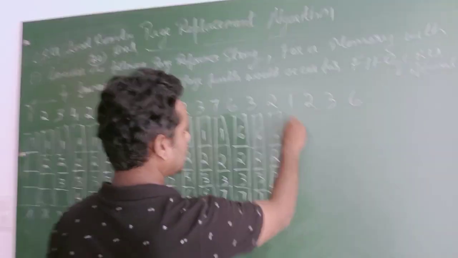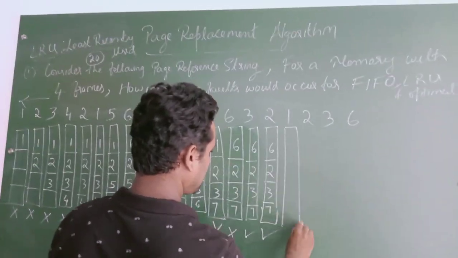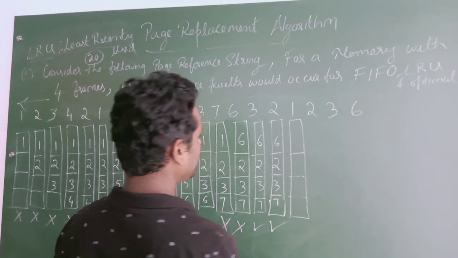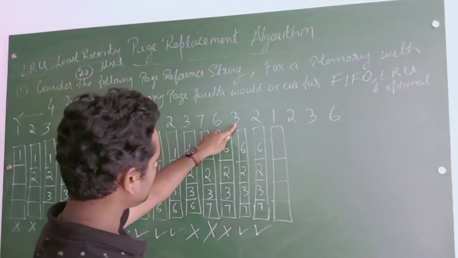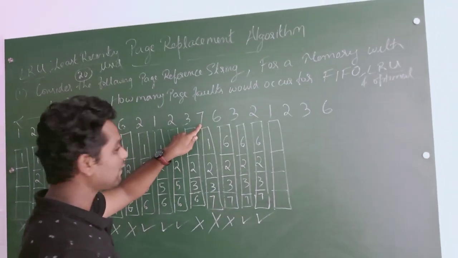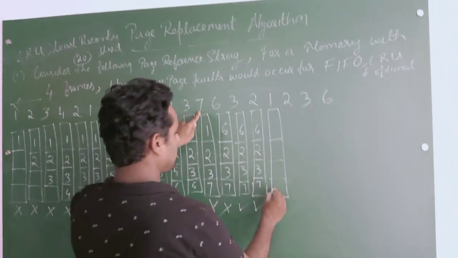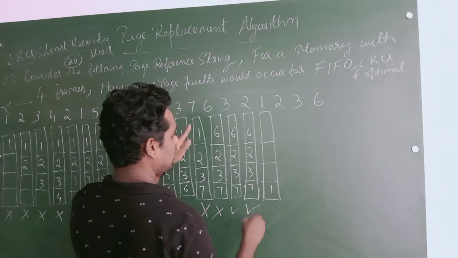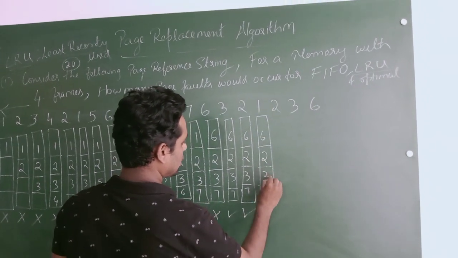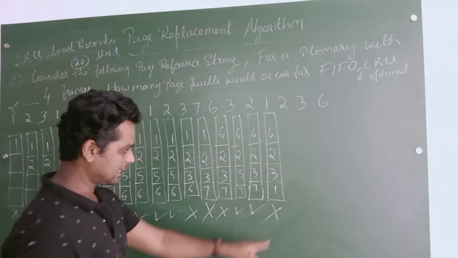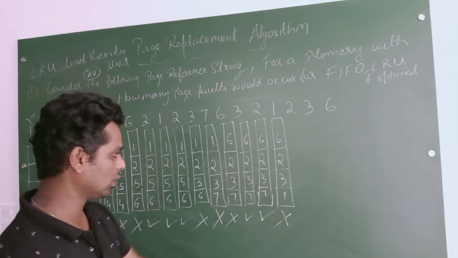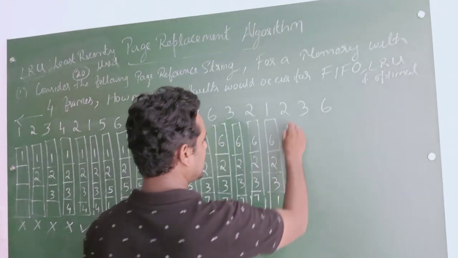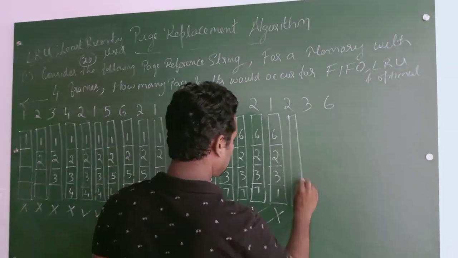1, not in your memory, you have to go for replacement. So for that what you will do? In 6, 2, 3, 7: 2 is here, 3 is here, 6 is here, 7 least used. So replace 7. Swap out 7, swap in 1. That's it. So your replace, that is called what? Page fault.